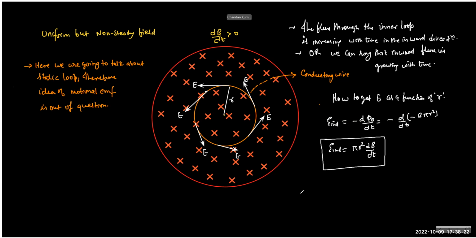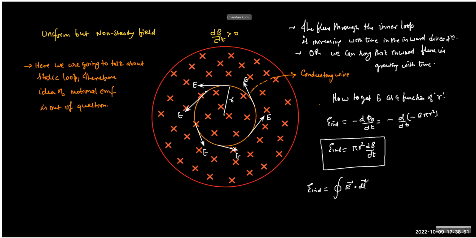But still, this is the induced EMF, and we were looking for the E value. How to get the E value? So we have to think of electrostatics: if you know the field in a space, we can find the potential difference between two points. So for the closed path, the induced E for a closed path, we can write the integration of E dot dl.